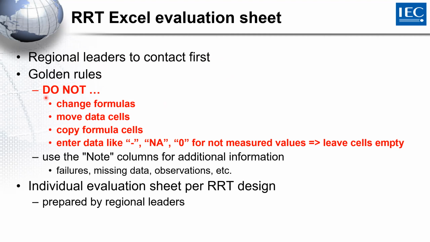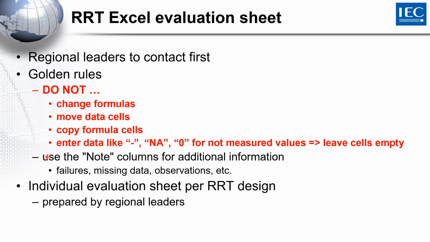The golden rules for using the evaluation sheet, learned from all other RRTs we have done in the past, are that you do not change formulas in the Excel sheet, that you do not move data cells, that you do not copy formula cells, and you do not enter data for not measured values. So if you are not measuring something and there is a cell for it, don't touch it. Don't put in 0, don't put in a dash or something else. Leave it empty as you have not measured this parameter.